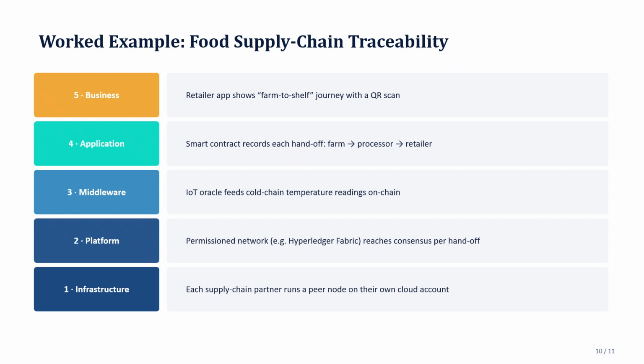And the second layer is the platform. A permissioned network, for example Hyperledger Fabric, reaches consensus per handoff. And the first layer, infrastructure: each supply chain partner runs a peer node on their own cloud account. Every layer we have seen is doing real work.